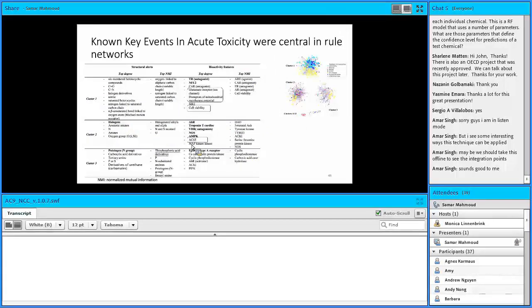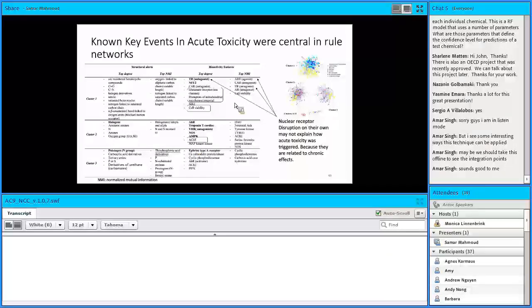In the network, we've also observed some of the commonly known mechanisms of acute toxicity to be very central in the network, in addition to the abundance of nuclear receptor disruption, which, as we mentioned, cannot be explained on their own on how they trigger acute toxicity, and we need to look at the polypharmacology.